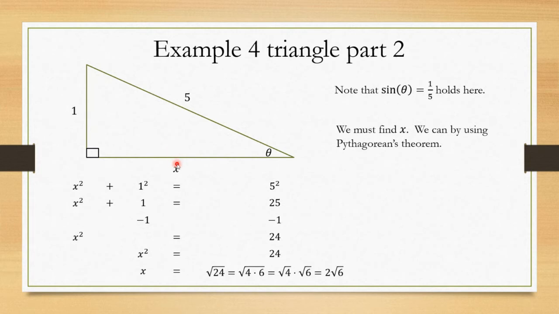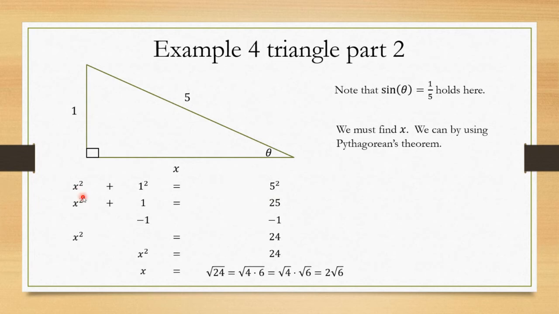So in this case, a is x, b is 1, and c is 5. How do we get x? Well, we know that by the Pythagorean theorem, x squared plus 1 squared is 5 squared. Okay, that's good. Then what do we do? Well, we know that 1 squared is 1, and 5 squared is 25.